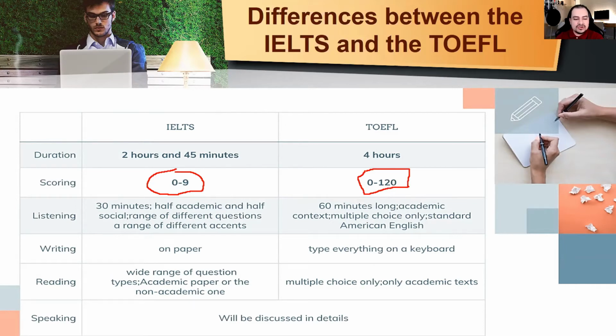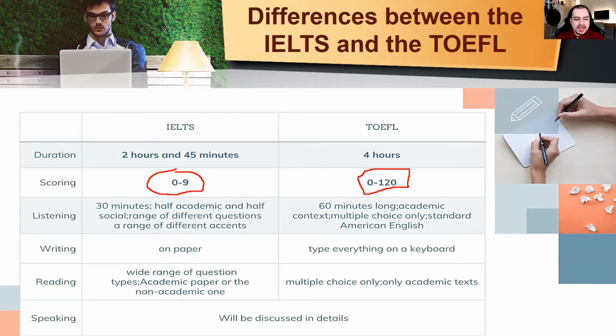For the writing, what you should know is that IELTS usually is a written test. This may change right now due to the coronavirus because they want to implement an online IELTS, just like the TOEFL iBT, so that many more people can take this test. So probably the writing could change a little bit. Probably it will not be on paper anymore. It will be on a computer, just like in the TOEFL. But we will have to see. And of course, the TOEFL one is done, you have to type on a keyboard.